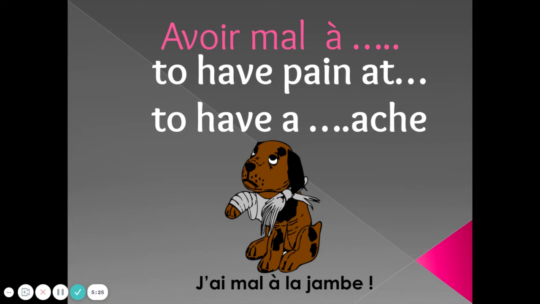Avoir mal à is to have a pain at, to have an ache somewhere. We use different words and different expressions for different body parts. The French don't. So where we would say, I have a headache, but we don't say, ooh, I have a leg ache. But we'll say, I have a backache. But you don't say, I have a nose ache. So anything that's hurting, you say, j'ai mal à la. So I have pain at the, and then the body part. So j'ai mal à la tête. I have a headache. J'ai mal au ventre. I have a stomach ache.